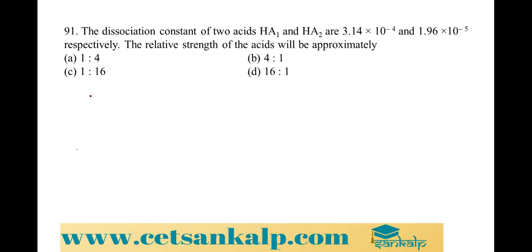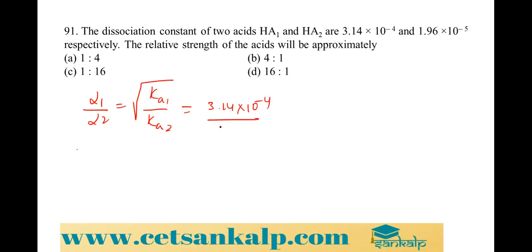Right, let's see. So we know alpha 1 by alpha 2 is equal to square root of Ka1 divided by Ka2. Correct? Ka1 divided by Ka2 is equal to 3.14 into 10 to the power minus 4 divided by 1.96 into 10 to the power minus 5.